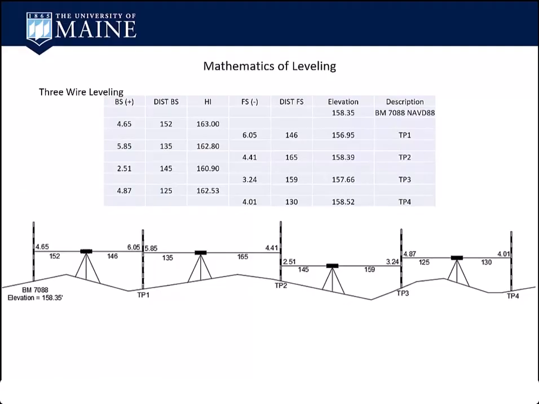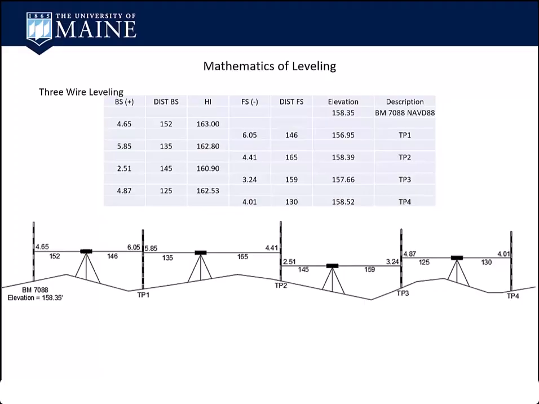So this is 3-wire leveling. And as I mentioned, you're going to use the distances. This was notes out of the Sokkia level, which had no memory in it. So that's why we didn't get the wire readings. We just got the distance in the display.